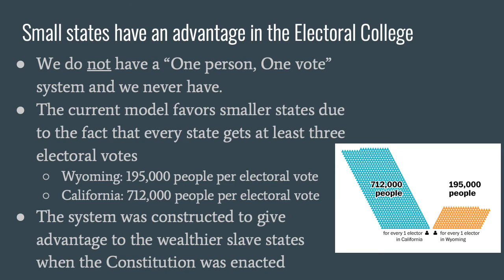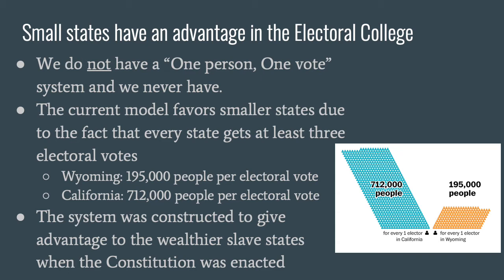Now, small states do end up having an advantage in the Electoral College. We have this idea in our society of one person, one vote. We don't have that system. We have never had that system because of the Electoral College. So, just as an example, one of our smallest states is Wyoming. Wyoming has 3 electoral votes. They have a total of about 600,000 people in the state, and so that means that every electoral vote in Wyoming represents about 200,000 people. But in California, one electoral vote is equivalent to 700,000 people.